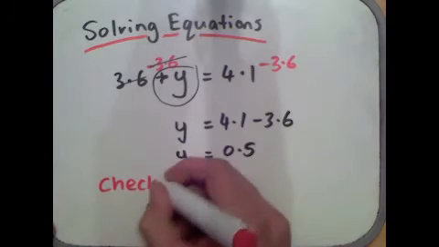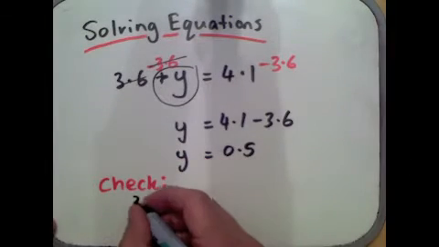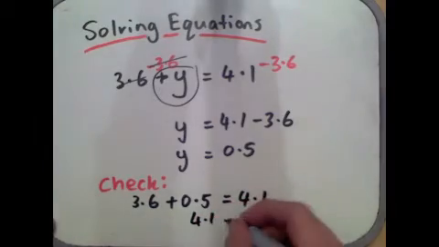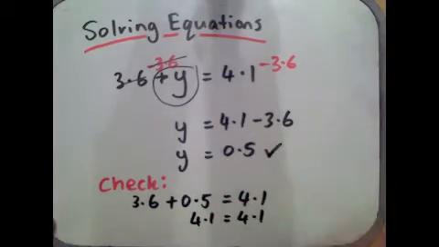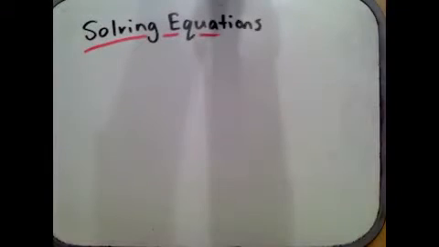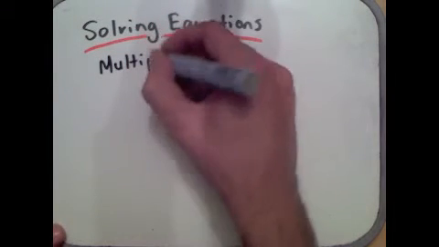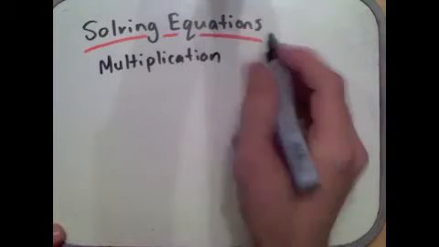We can check this by substituting y equals 0.5 back into our equation. We get 3.6 plus 0.5 equals 4.1. The left hand side equals the right hand side, therefore we know that we are correct. Alright, what we're going to do is look at multiplication. Again, reminding ourselves, the opposite to multiplication is division.